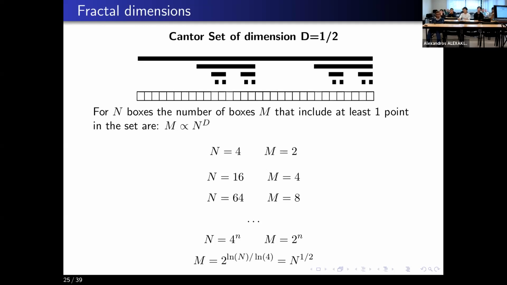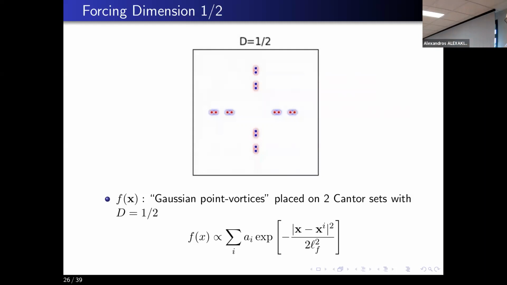So if we start with n equal 4, that corresponds to 4 boxes here, and only 2 of them have the set. If we split in 16 boxes, you will have 1, 2, 3, 4. If we go to 64, it will be 8. And you can see that if we have 4 to the n boxes, then 2 to the n will be the number of boxes that have at least 1 point in my set. So if I solve for little n in terms of big N and substitute here, I will get that this construction scales like N to the 1/2. So this is a set that has dimension d equal 1/2. That means that if I do something like that, I will have a forcing set of dimension 1/2.